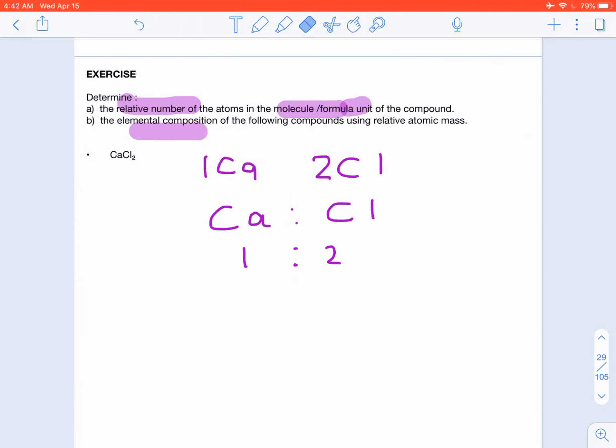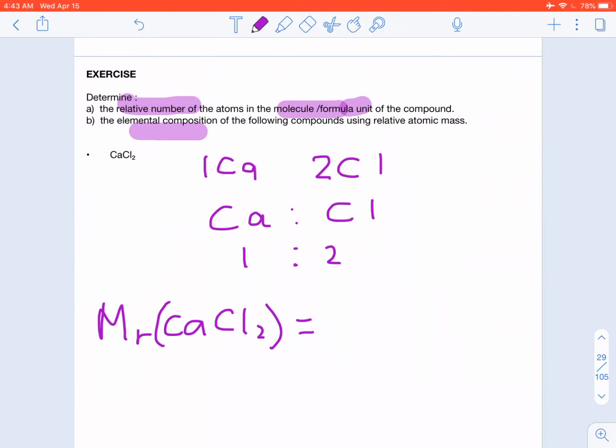Let's do this. So Mr, the relative formula mass, we know that it doesn't have a unit, and we want the relative mass of CaCl2, and that is given in terms of the sum of the relative atomic masses.